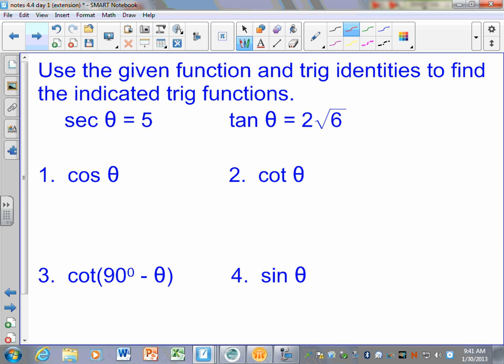If they give me secant, can I find cosine without doing much work? Because I know that cosine of theta is the same as 1 over secant of theta, right? That was the little identity that we just wrote out. Isn't that true on the first page? Or maybe just remember that cosine and secant are reciprocals. If secant is 5, what does cosine have to be?